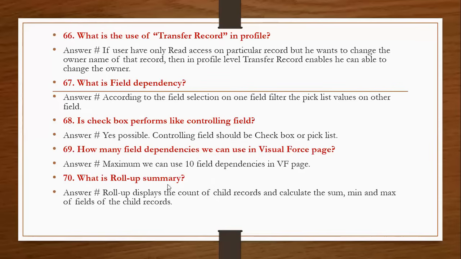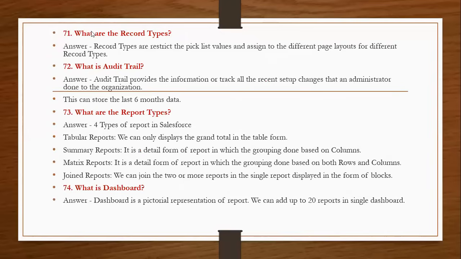Next question, what is a roll-up summary? Roll-up summary displays the count of the child records and calculates the sum, maximum, and minimum of fields of the child records. Next question, what are record types? Record types restrict the picklist values and assign different page layouts to different record types. What is the audit trail? Audit trail provides information on all the recent setup changes and administration done in the organization. It can store the last 60 days of data.